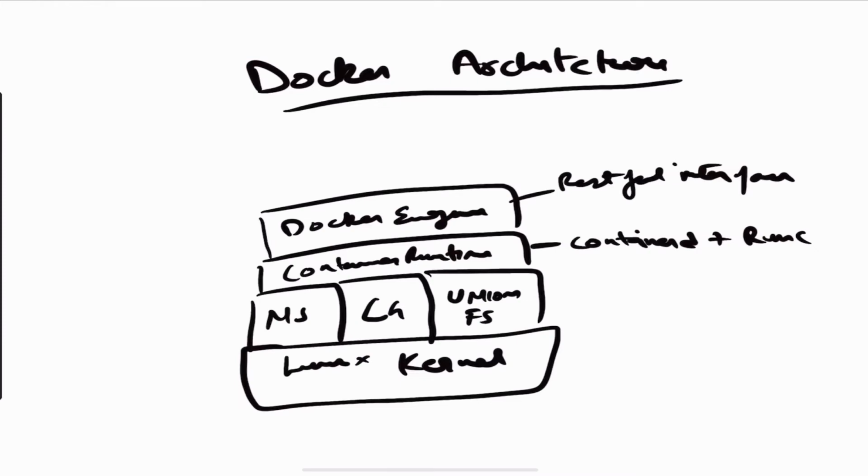Now let's see the high level architecture of Docker. In the lower layer, you can see that we have the Linux kernel over here, which provides features like namespaces, cgroups, and union file system. On top of this, we have a container runtime. We'll talk about container runtime in detail later, so I'm not discussing what a container runtime is right now. And on top of the container runtime, you can see we have the Docker engine running, which basically provides a RESTful interface for clients to interact.